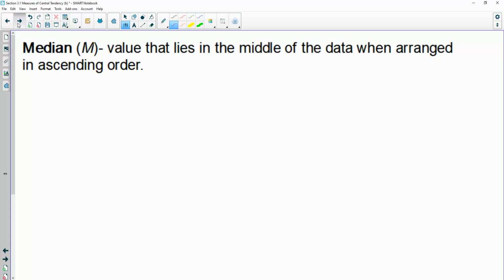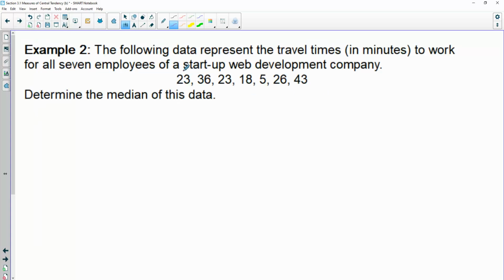Same example, you don't have to rewrite it. Are these listed in order? No. So first thing I have to do is write them in order. So we would have 5, 18, 23, 26, 36, 43.